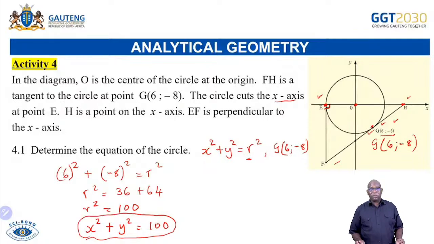Unless they say, determine the radius of the circle. So if they say, determine the radius of the circle, then my r squared becomes 100 and r will be the square root of 100, which is 10. In this case, they did not ask that. Okay, let's move on.